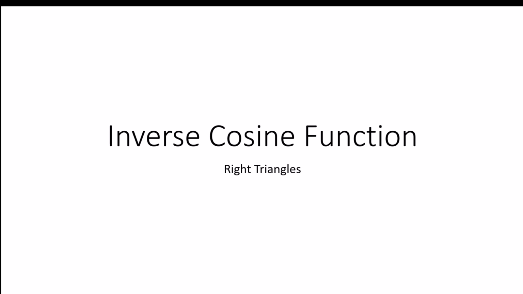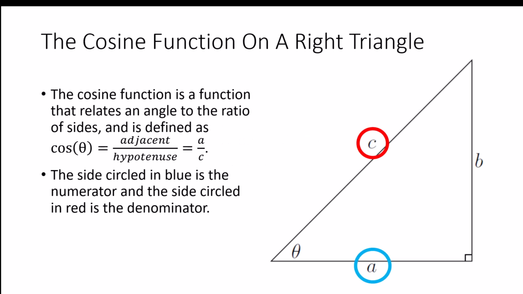Hello and welcome to a brief introduction to the inverse cosine function using right triangles. The cosine function on a right triangle is a function that relates an angle to the ratio of sides. It's defined as the cosine of the angle theta is equal to the ratio of the adjacent to the hypotenuse for a right triangle. In our triangle labeled to the right, it is A divided by C.